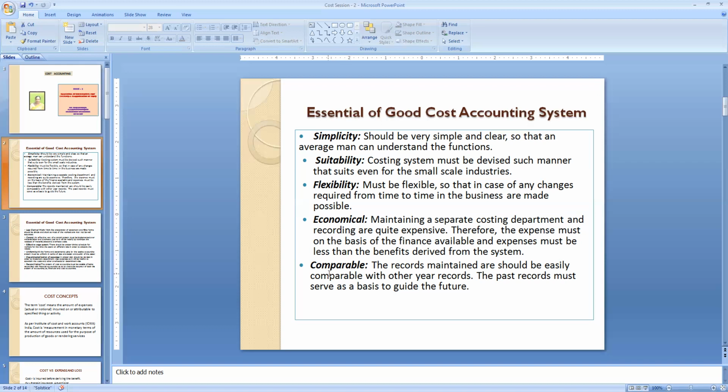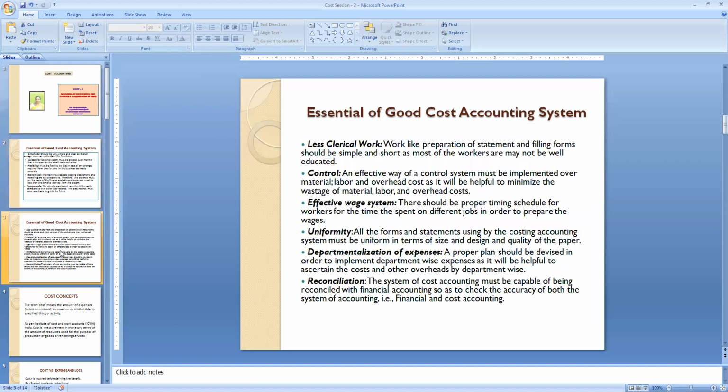And it must be comparable. The records that we maintain should be easily comparable from one year to another year. Then only can our estimates and budgets be prepared very easily.